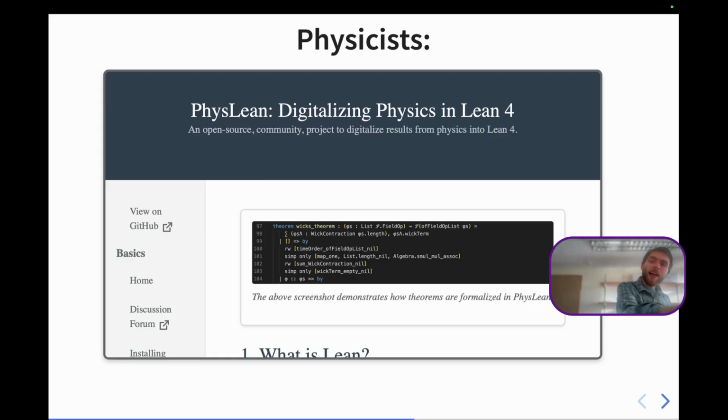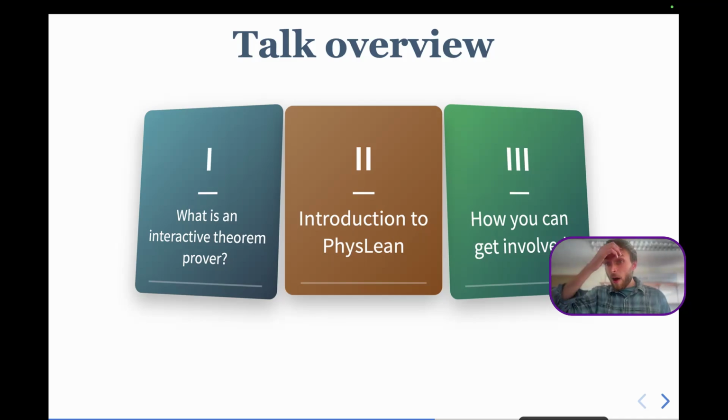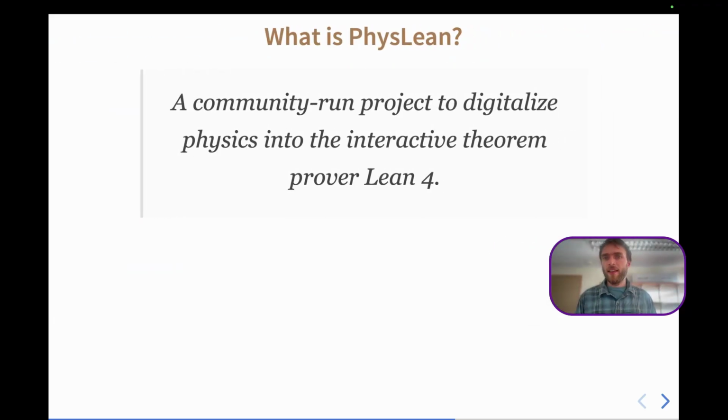Like Mathlib has this monolithic library of results from mathematics, PhysLean is a monolithic library for results digitalized, or formalized into Lean, from physics. And this brings me on to the second part of the talk, which is what is PhysLean and what does it contain, etc. So, what is PhysLean? PhysLean is a community-run project. It's open source, to digitalize physics into the interactive theorem prover Lean 4.